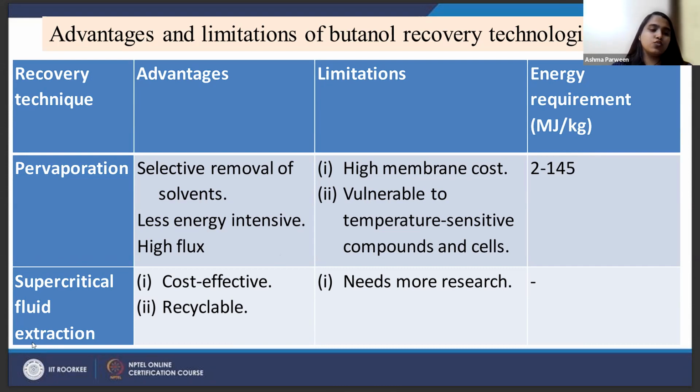And next is supercritical fluid extraction. It is cost effective and recyclable, but it is a very recent technology, and lots of research is required for optimization of this process.